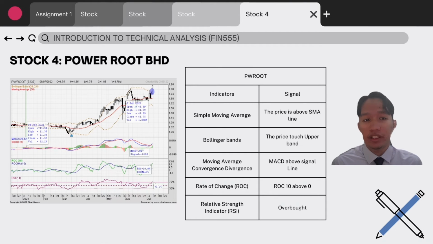Our recommendation is to wait for the price to retrace, then buy the stock at a price around RM1.68 as it is the support price. We see that the price stayed in momentum to increase, so these stocks are suitable for short term, mid term, and long term. That's all from me.